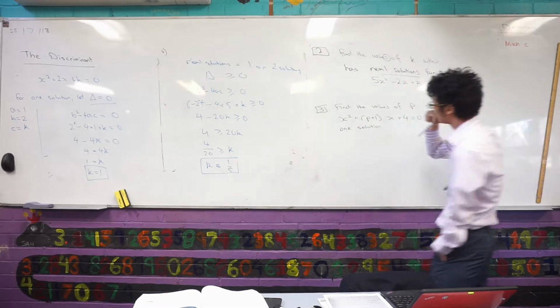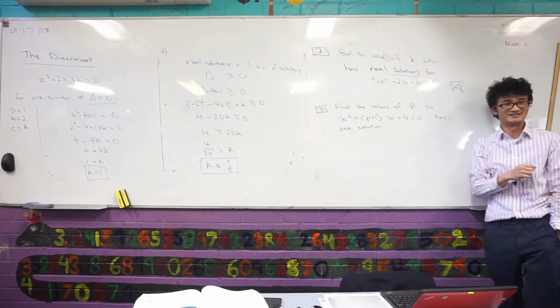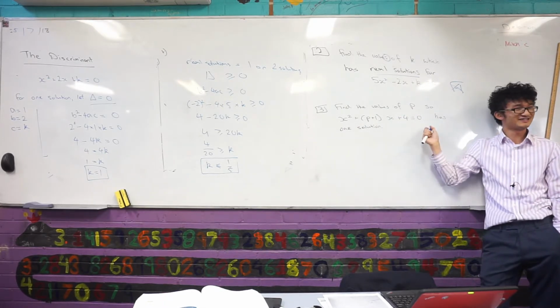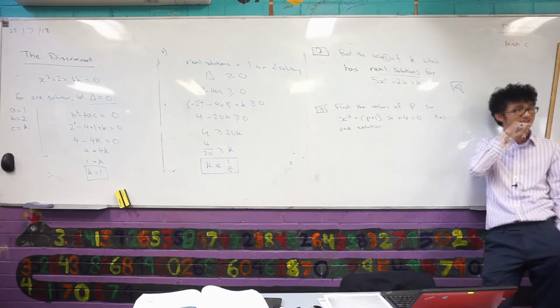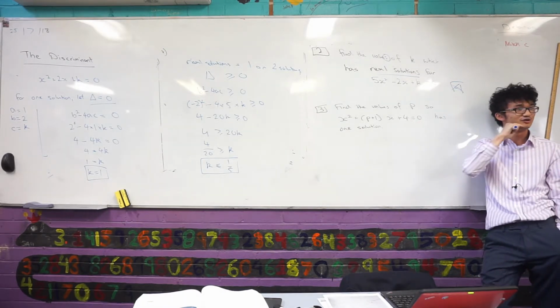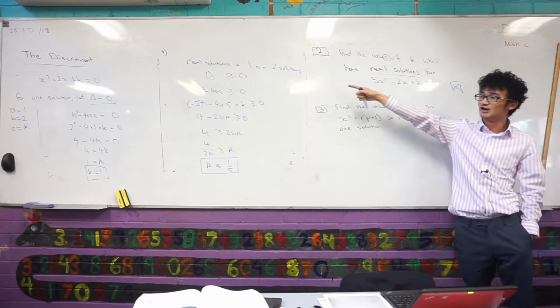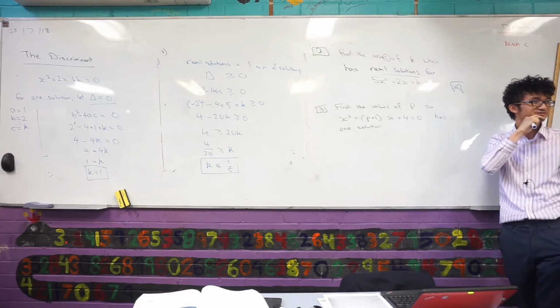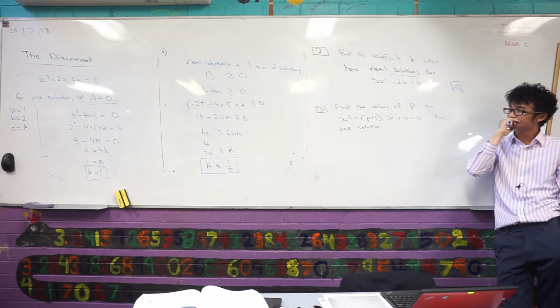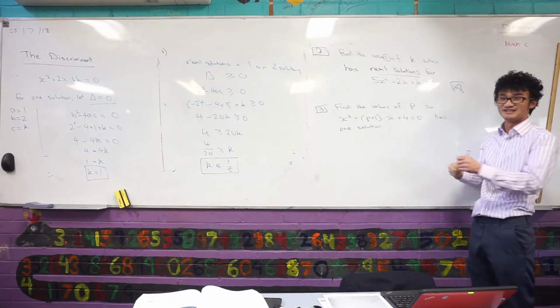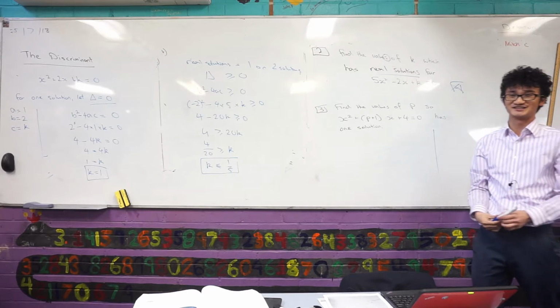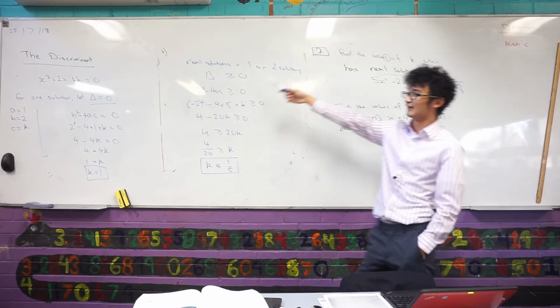Pretty good. This one though, this one is a bit of a doozy. Did anyone try number 3? Find the value of p so that this thing only has one solution. So think about how I've done over here. How would I start? Something like this. No clue. No, that's one solution. The clue is, look at the question, the words of the question. It's no different to all the other ones that we've been doing.